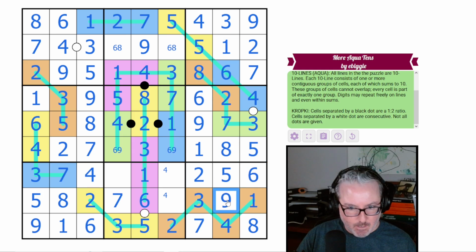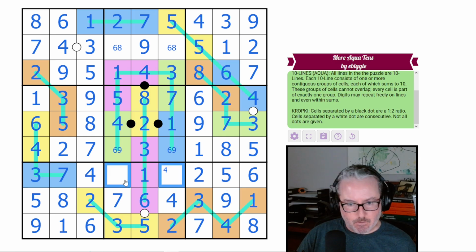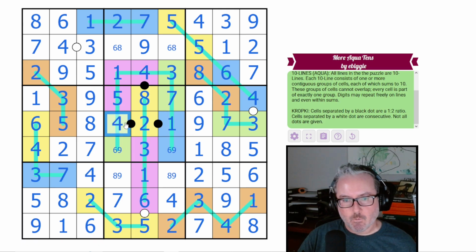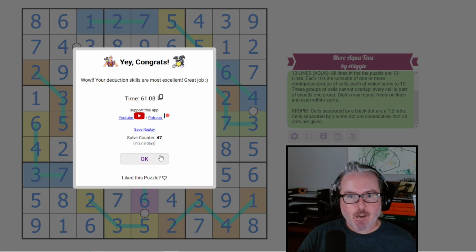This is a given 9. This is a given 4. What are these two? 8 and 9 again. And those aren't resolved yet. Hopefully we have something to resolve these, because I don't want to have a deadly pattern. Oh, we do. The 4 and the 1 here gives us the 6 and the 9, and that should do it. 8, 6, 8, 9. There we go. Wow, your deduction skills are most excellent.